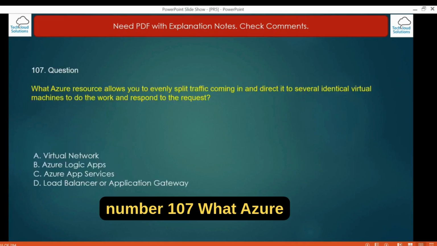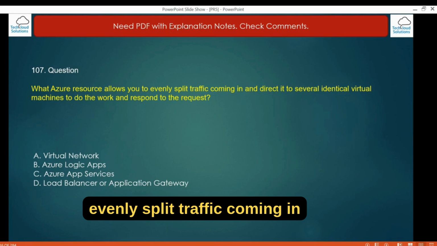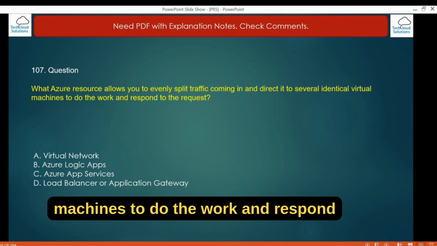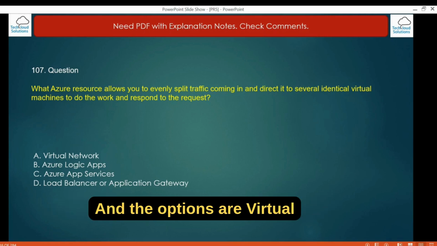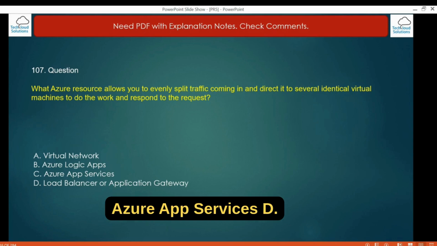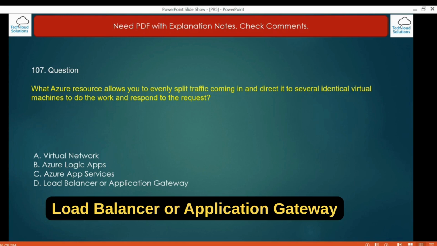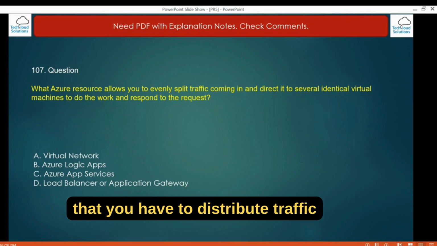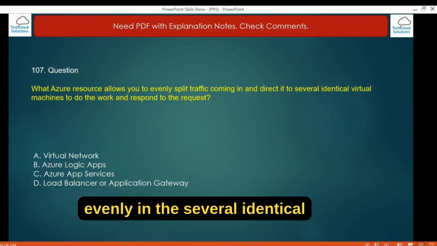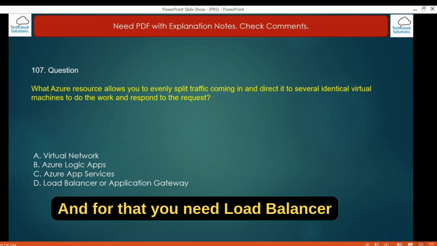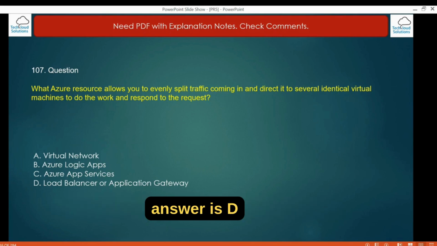Question number 107. What Azure resource allows you to evenly split traffic coming in and direct it to several identical virtual machines to do the work and respond to the request? And the options are A. Virtual networks, B. Azure Logic Apps, C. Azure App Services, D. Load Balancer or Application Gateway. Here in the question it states that you have to distribute traffic evenly across several identical virtual machines, and for that you need a load balancer or application gateway. So the correct answer is D.